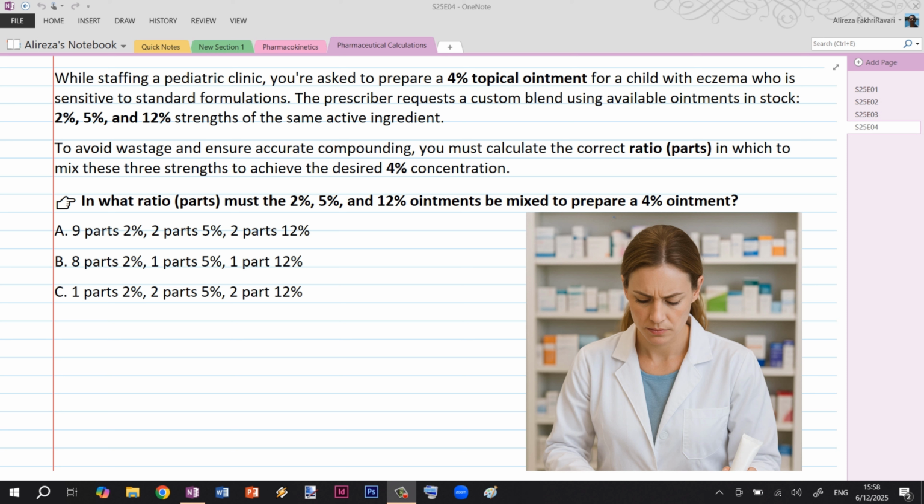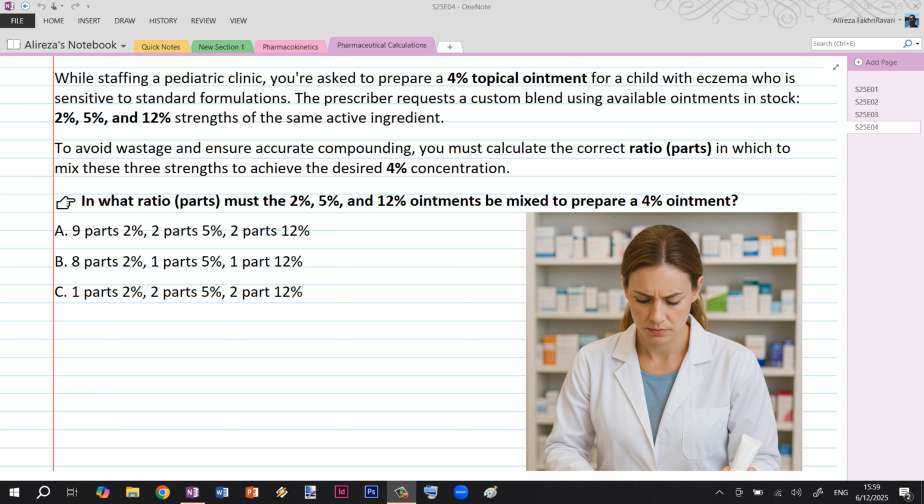While staffing a pediatric clinic, you're asked to prepare a 4% topical ointment for a child with eczema who is sensitive to standard formulations. The prescriber requests a custom blend using available ointments in stock, 2%, 5%, and 12% strengths of the same active ingredient. To avoid wastage and ensure accurate compounding, you must calculate the correct ratio in which to mix these three strengths to achieve the desired 4% concentration.